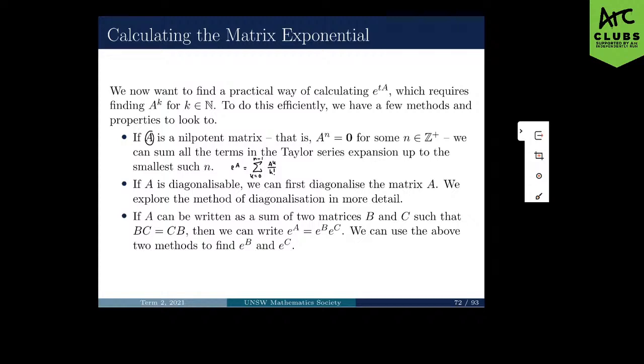going back to calculating matrix exponentials. If A can be written as the sum of two matrices that commute, let's say the matrices are B and C, then we can write e to the power of A as e to the power of B times e to the power of C.